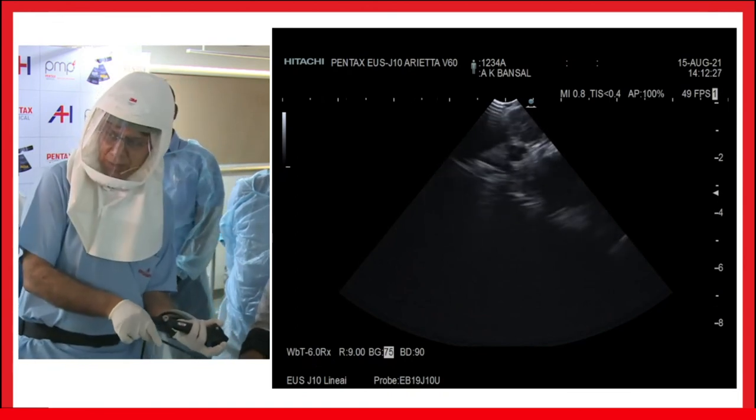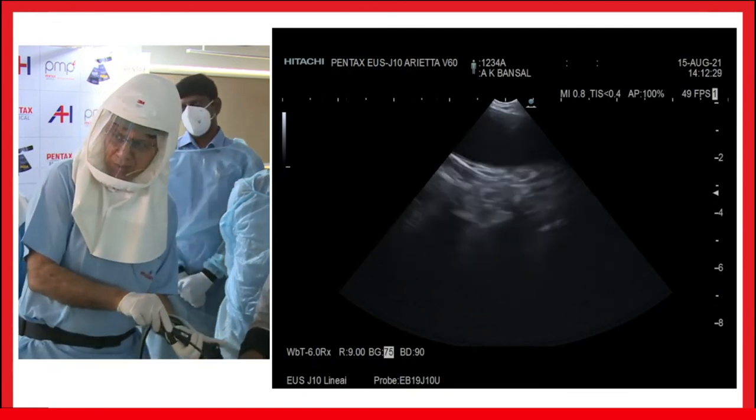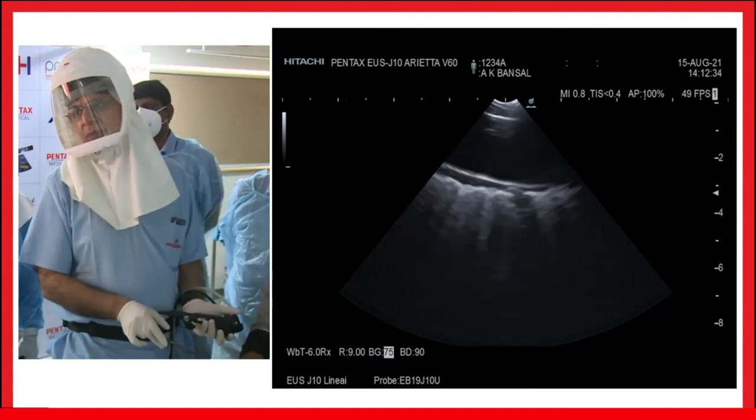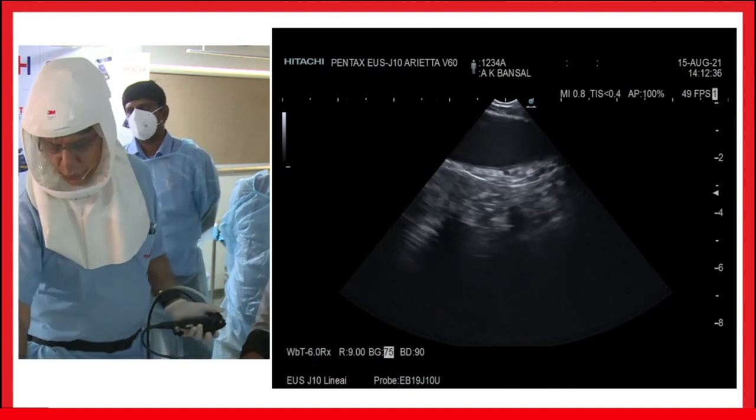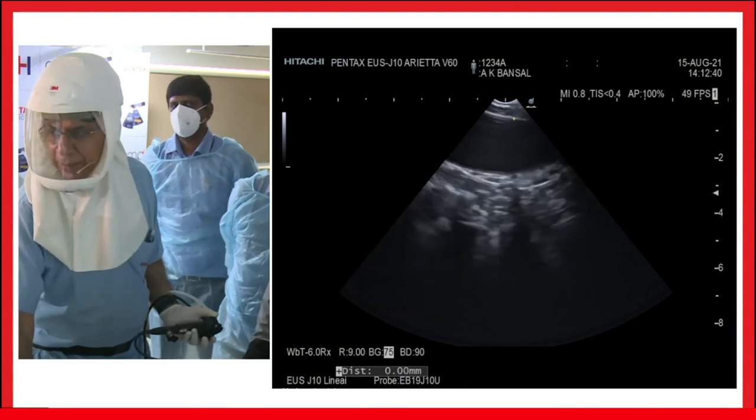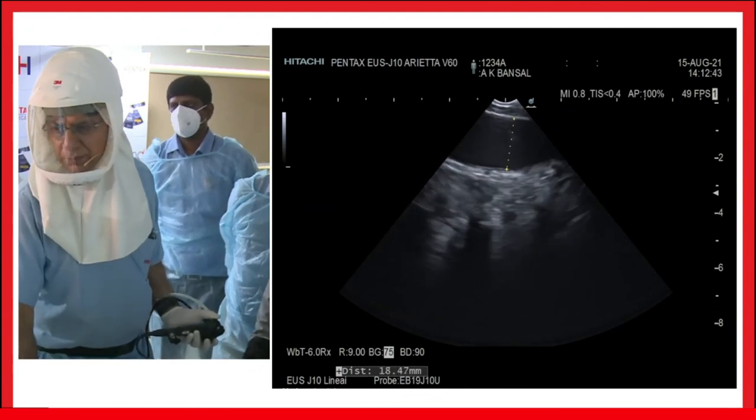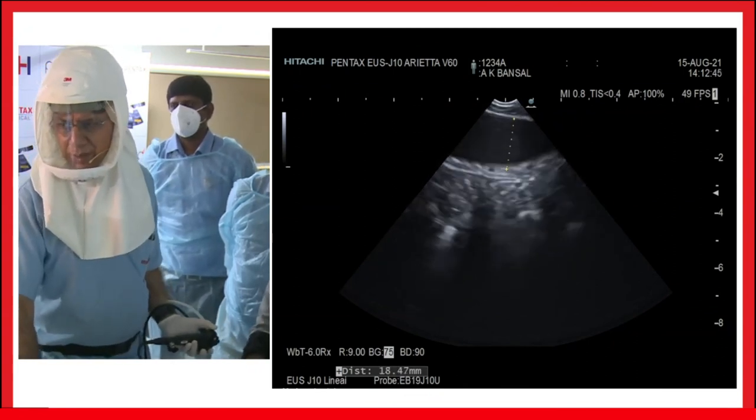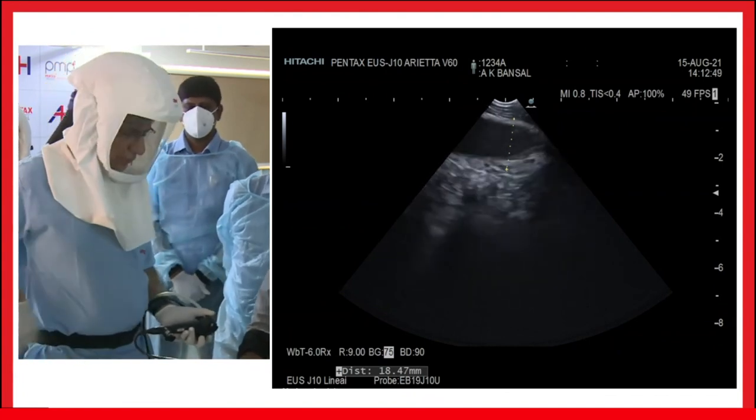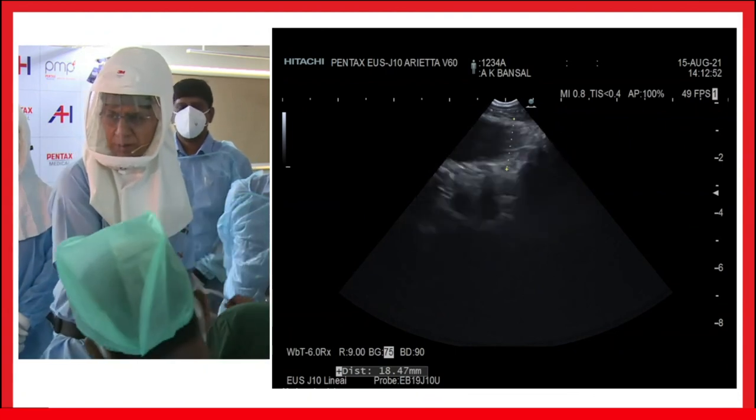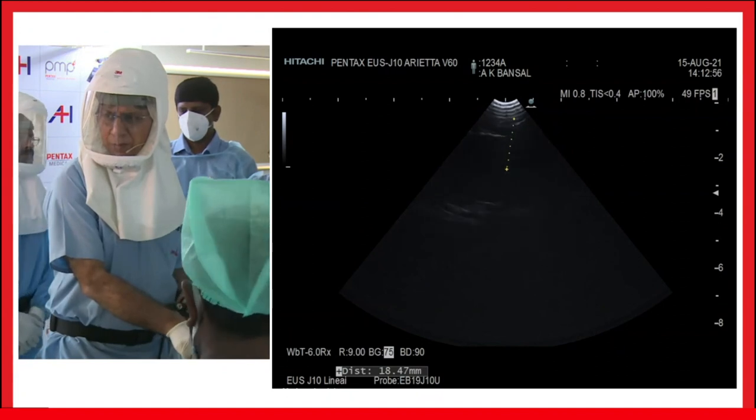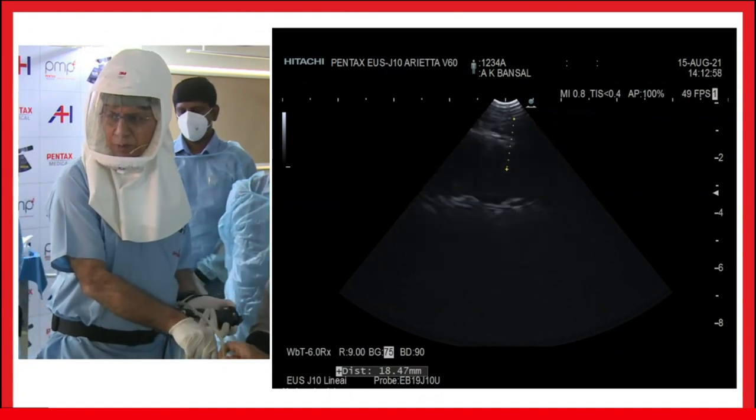Now here I will move my scope more to the left. And this is what I was saying, that I will find the descending aorta. I want to confirm that I am seeing the descending aorta, because the descending aorta has a diameter of around 2 centimeters. And this is the descending aorta I am tracing from the left bronchus. I moved all the way to the left. Now I am pulling it back.